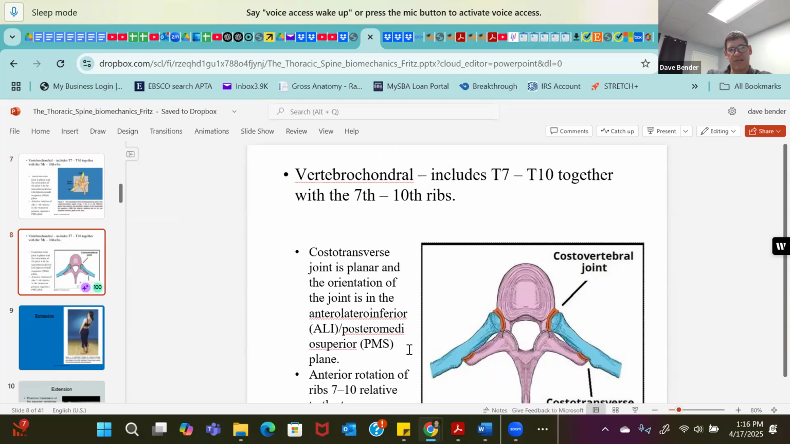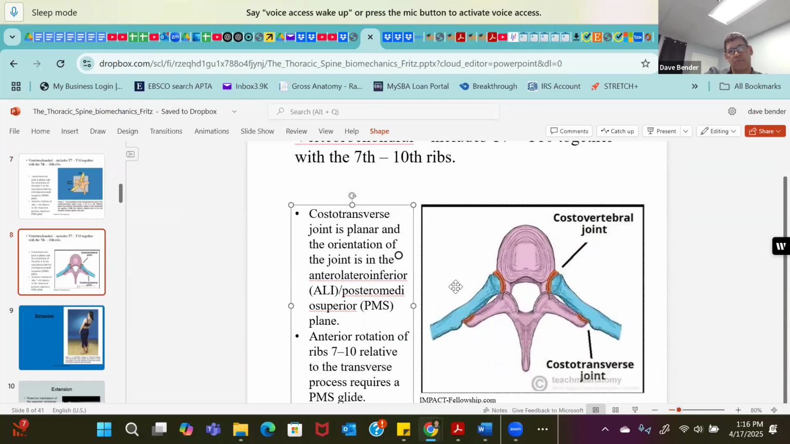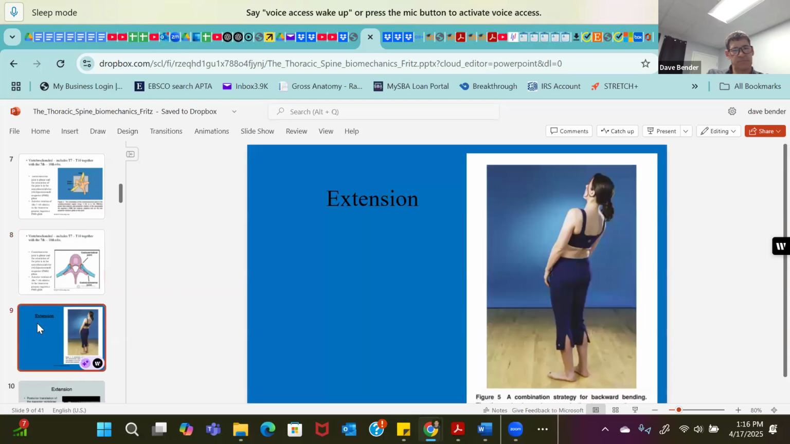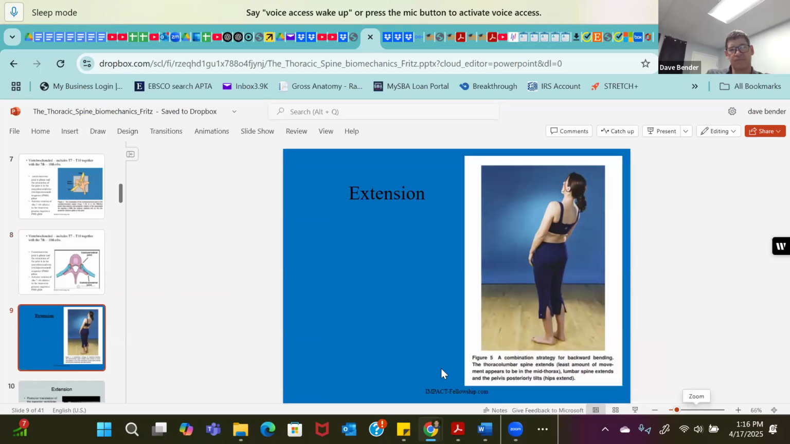And again, this is just another representation of that joint plane. And seeing here, you can see the costovertebral and then the costotransverse joint, and just how the transverse process orientation is going more posterior. Extension. Extension's easy, reverse everything. So once we get flexion down, everything here starts to move a little bit faster.